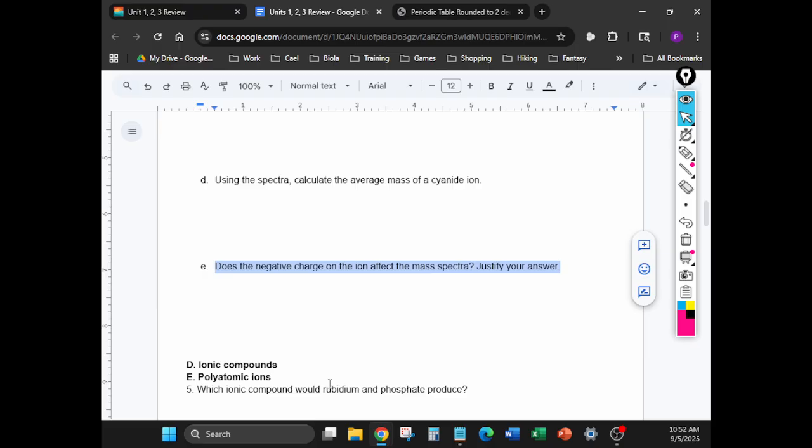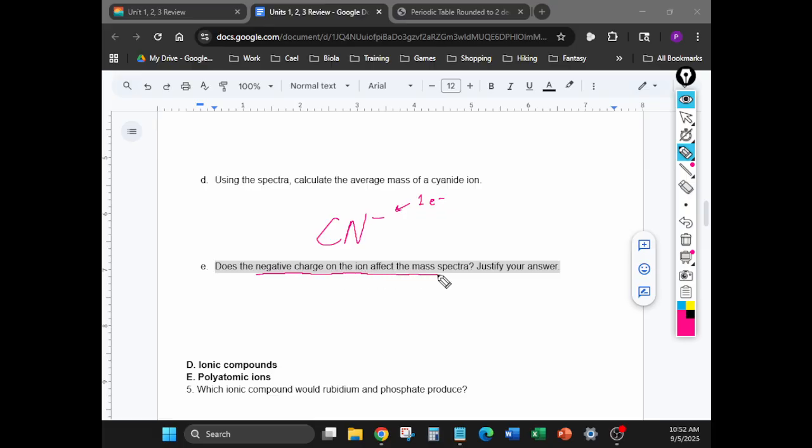If you look at cyanide, you guys see how it's CN-, right? And we said the negative charge is caused by one extra electron, right? And so the question is asking, does the negative charge on the ion affect the mass spectra? I did mention this in class. Anyone remember the answer? No. Yes, no. Myro, why is it no? Because it is too light. It is too small. Exactly.